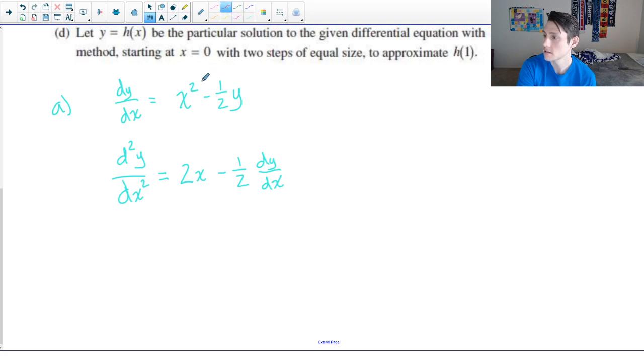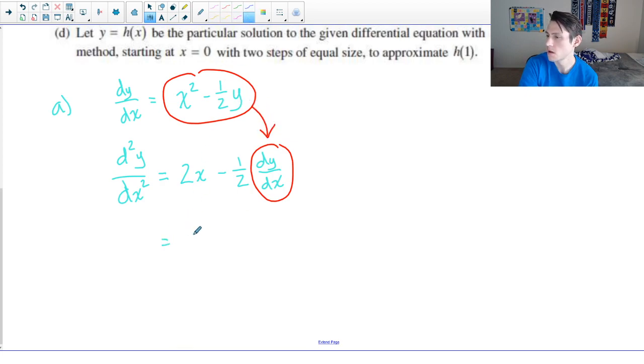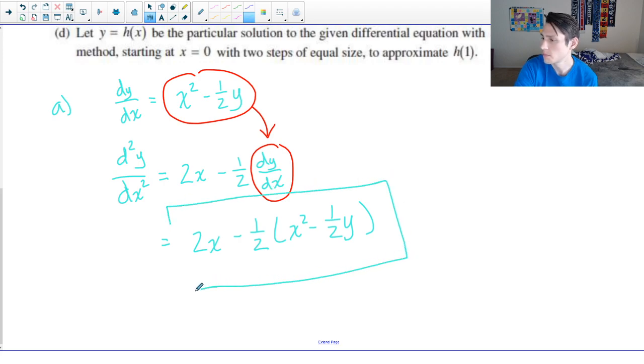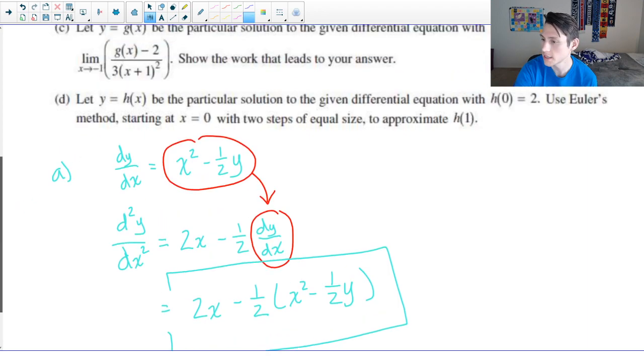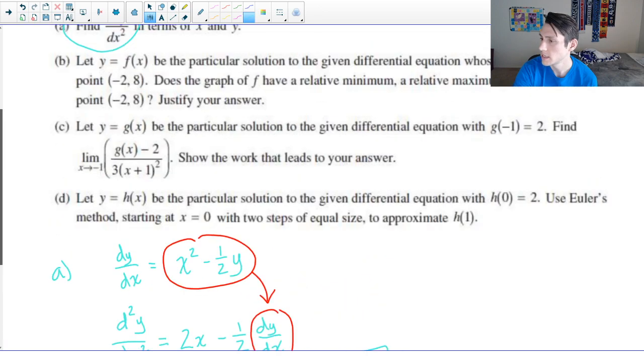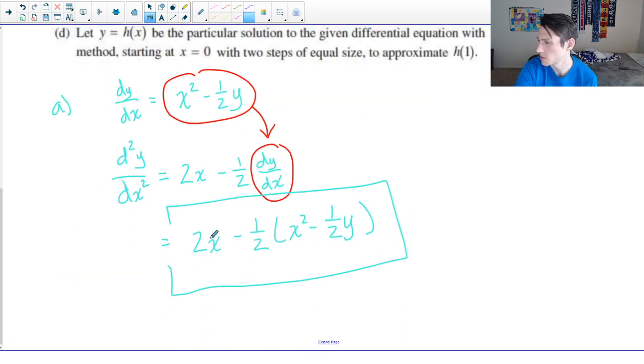And dy/dx, we already know what that is. We have an equation for that, so we can just plug that in. So there we go, there's our second derivative. That's all that part A asked for, to find the second derivative in terms of x and y. That makes sense, because on the right side we just have x's and y's, with coefficients, but no other variables besides x and y.